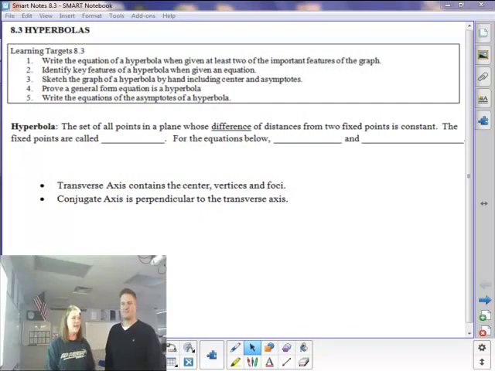Hi everybody, welcome back. We are ready for, drum roll, 8.3 hyperbolas. That's right. And this is our last lesson for Unit 4.